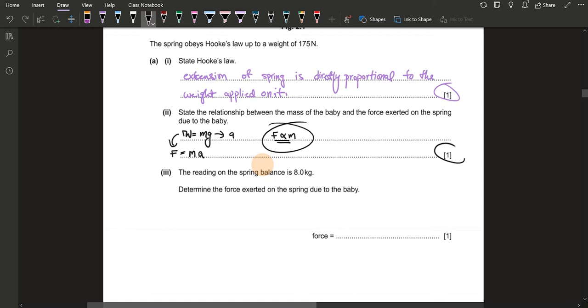Part 3 says the reading on the spring balance is 8 kg. Determine the force exerted on the spring due to the baby. So we know the formula we found out in the first part, which is F equals ma. We need to find F, which is force. M we have is 8 kg. And then a is our gravitational value, which is 10. So we can plug in our values. F equals M is 8, and then a is 10, so we get our value as 80. So we write 80 here, and don't forget the units.